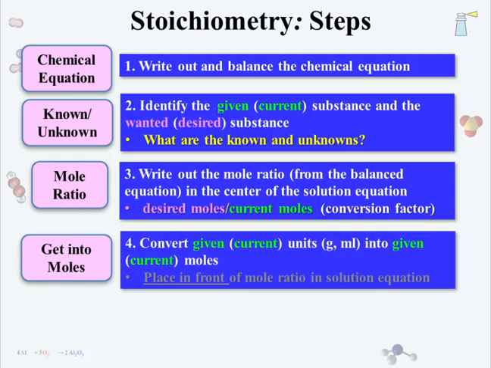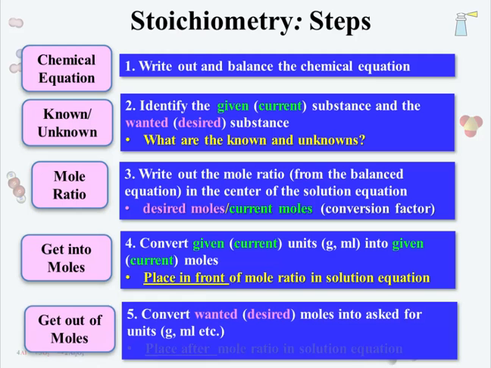Step 4 is the get-into-moles part of the stoichiometric solution. Convert given or current units, be they grams or milliliters or whatever, into moles of the given or current substance. For the most part, this step uses previously developed skills that should be relatively manageable to the chemistry student at this point of their studies. The conversion factor is placed in front of the mole ratio in the solution equation. Canceling units and doing math up to this point will give us moles of the desired substance.